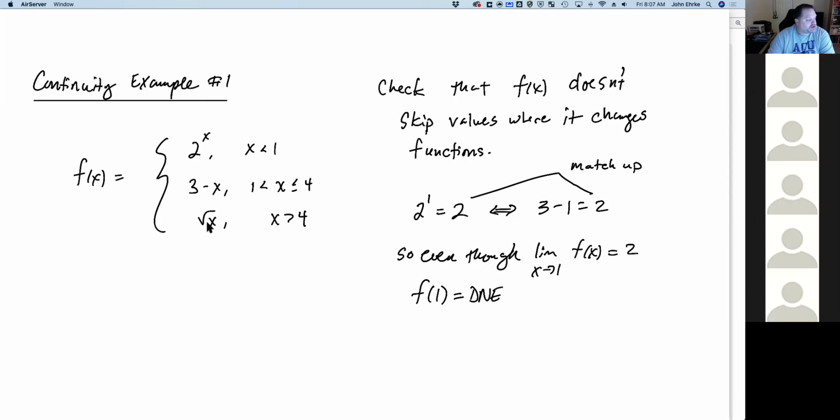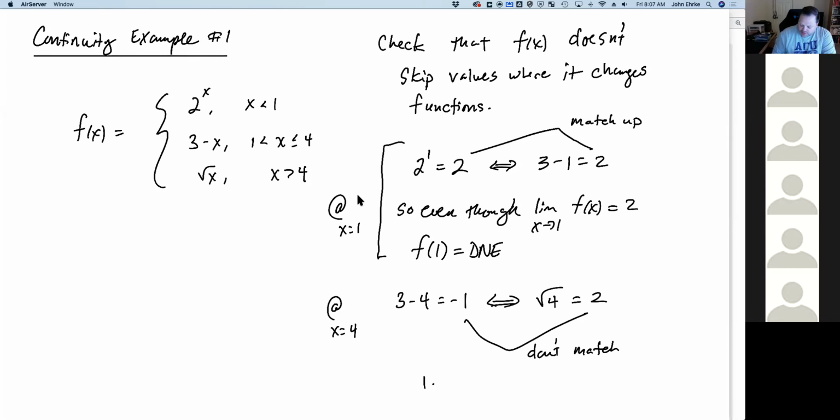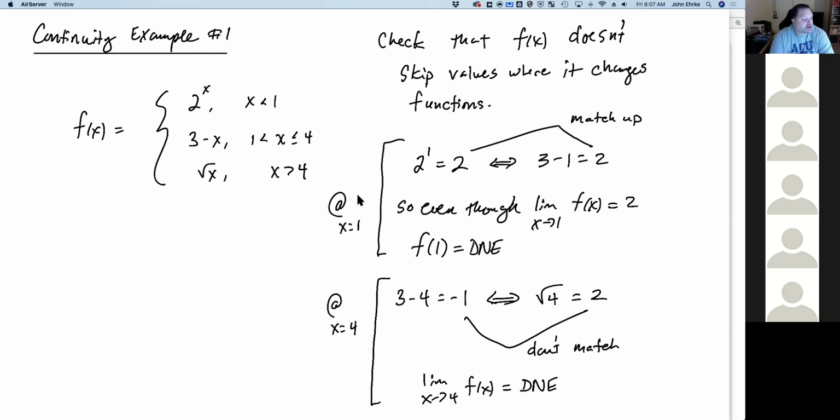The other place where it changes graphs is at 4. So if I look at 4, so this is what's going on at x equal to 1. If I look at what's going on at x equal to 4, I've got 3 minus 4 is negative 1, and I'm going to compare that with the other function, which is square root of 4, which is 2. These don't match. So we would say that the limit as x approaches 4 of this function doesn't exist. So if the limit doesn't exist, it can't be continuous. So this is the kind of thing that you would be checking for these sorts of problems in the future.